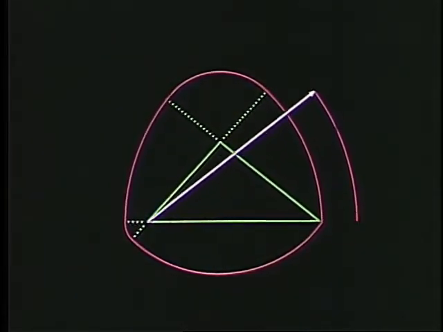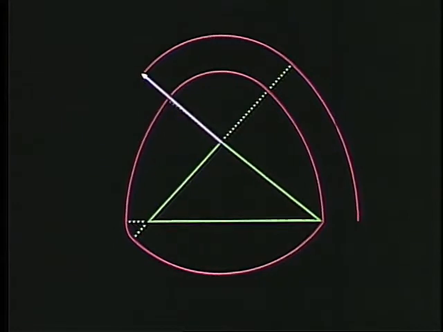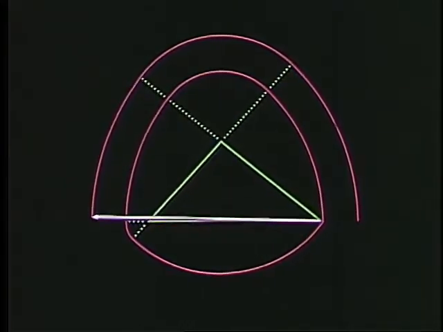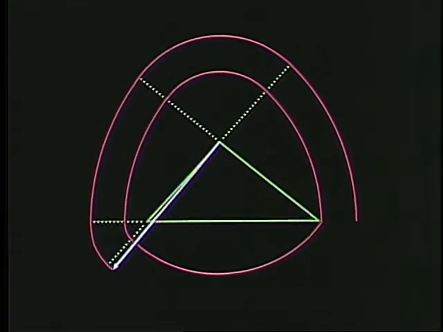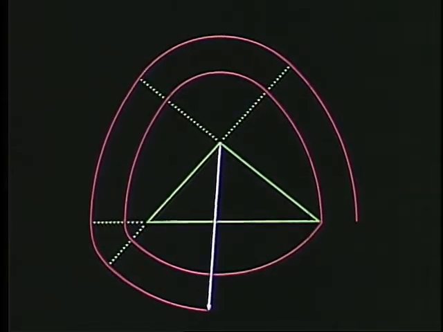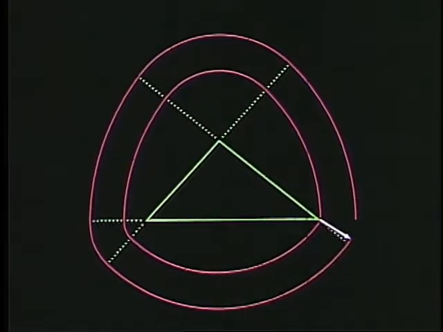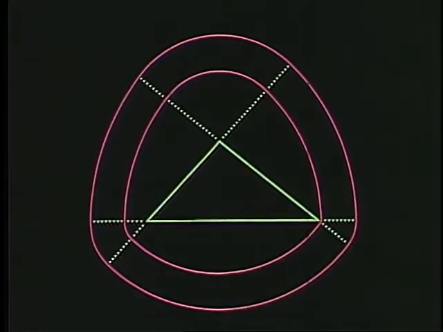Using a larger radius for the first arc leads to a curve of constant width having no corner points. These procedures may be applied to more general polygons to produce other curves of constant width.